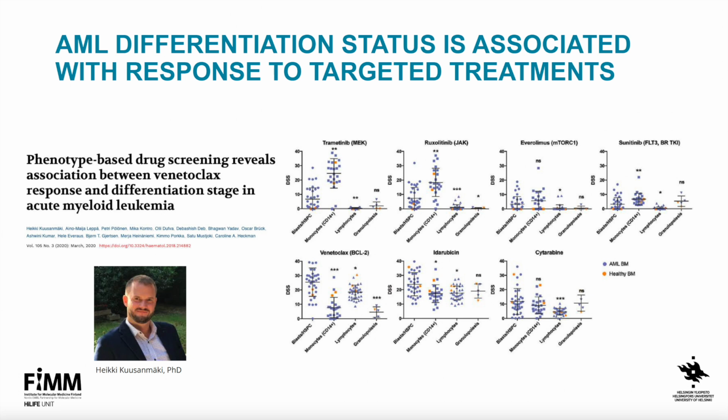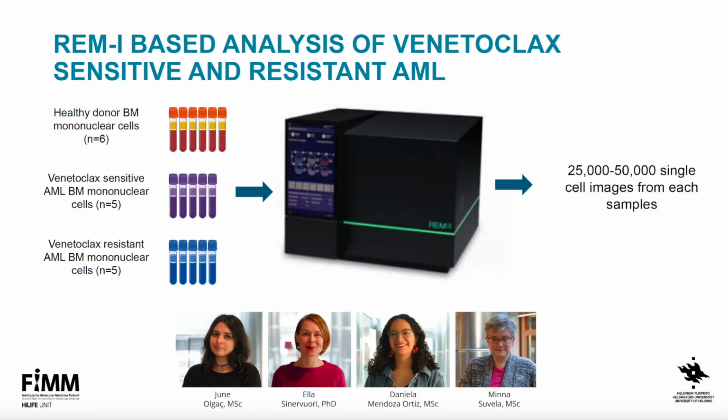So this gave us the idea that if there is an association between cell state or cell maturity and targeted drug treatment, we know that these cell states also have a different morphological type as well. So we hypothesized that maybe morphology would also be predictive of cell response to these targeted drugs. This is the question that we asked when Deep Cell approached us and asked if we would be interested in testing the REM-I instrument.